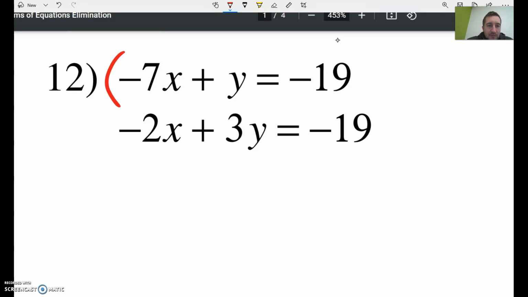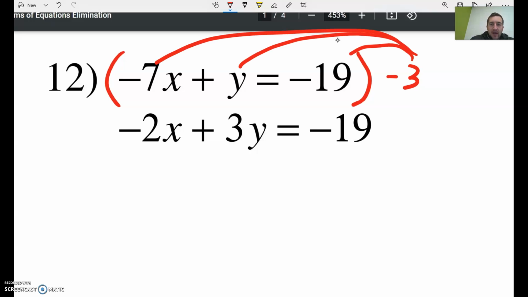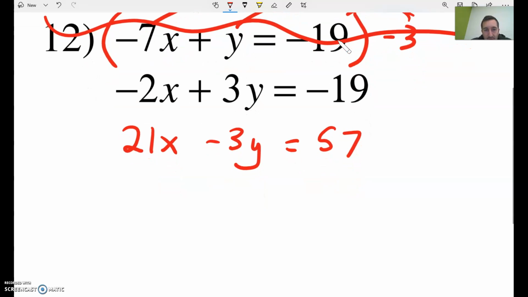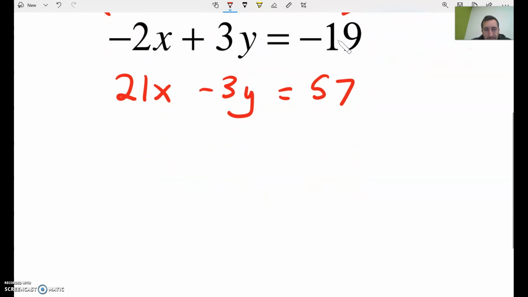So if we choose to multiply this whole equation by -3 and we distribute it to all three pieces, our new equation will be positive 21x minus 3y equals positive 57. That is now done. We're now done with that equation, and we look to our new piece. Okay, you can rewind that if you need to.